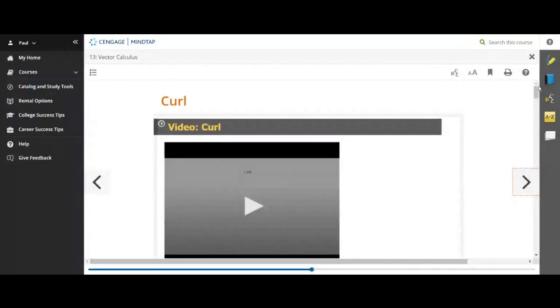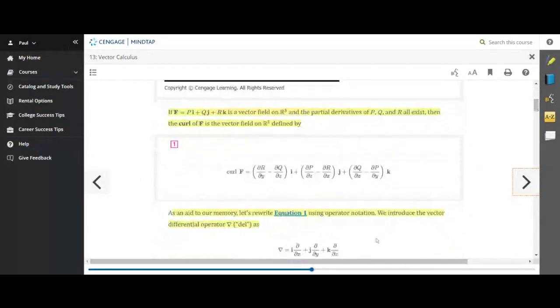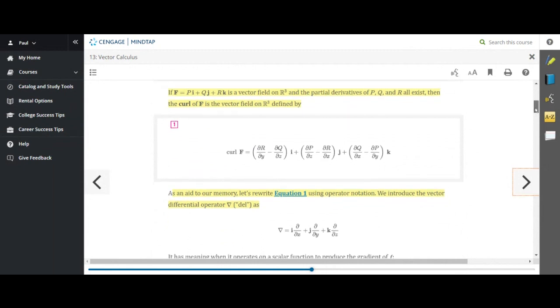So we learned that the curl of a vector field is given by these components, and these components are difficult to remember. Your vector field has components P, Q, and R, and the curl of the vector field is defined as this vector field. The curl of a vector field is itself a vector field. But that definition is difficult to remember.